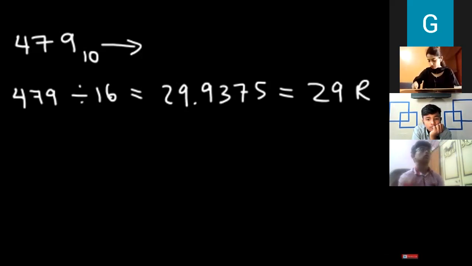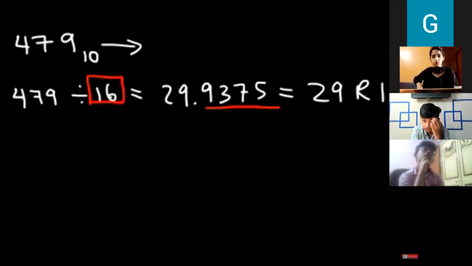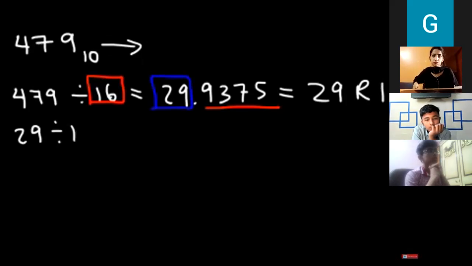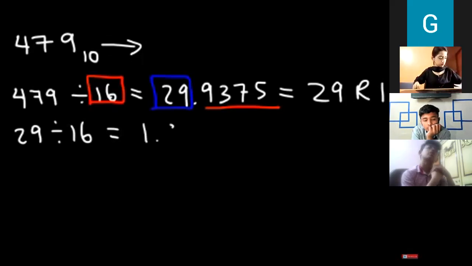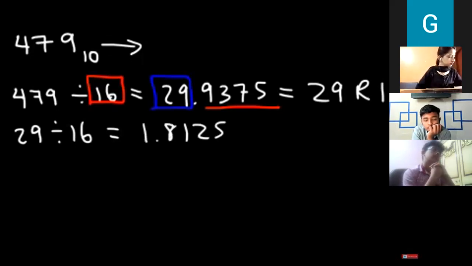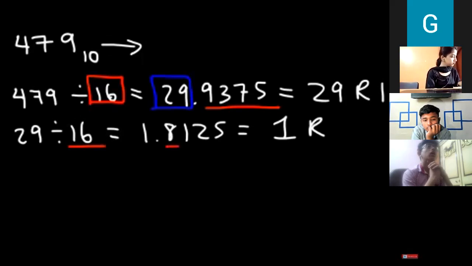To find the remainder, multiply 16 by 0.9375. So 16 times 0.9375 will give you a remainder of 15. Then you start with this number, 29, and divide that by 16. So let's move on to the next row. 29 divided by 16 is 1.8125. So that's 1 remainder, and to find the remainder, multiply 16 by 0.8125. And so that will give you remainder 13.